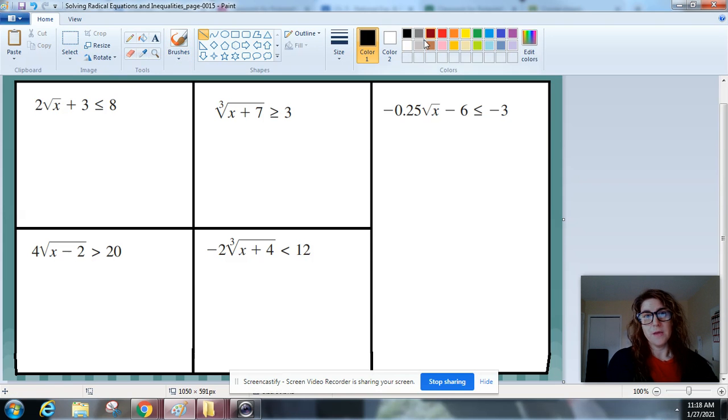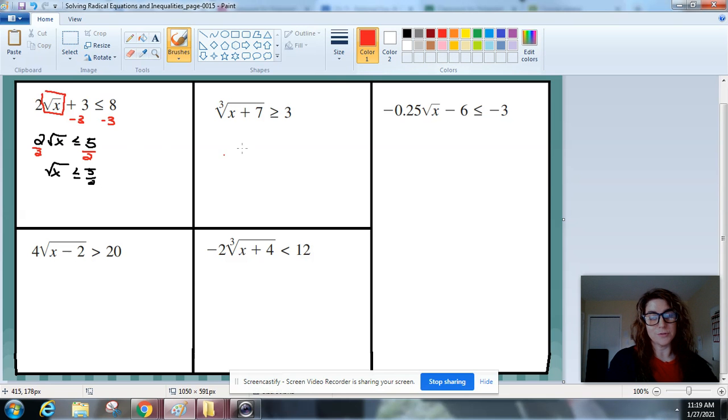So first things first, you want to take your radical and get it by itself, right? So we're going to start by subtracting the 3. You always add or subtract before you multiply or divide. That is a common mistake I've been seeing, so please make sure you watch out for that. So we subtract the 3, then we're going to divide by the 2 to get that by itself. So we have the square root of x less than or equal to 5/2.